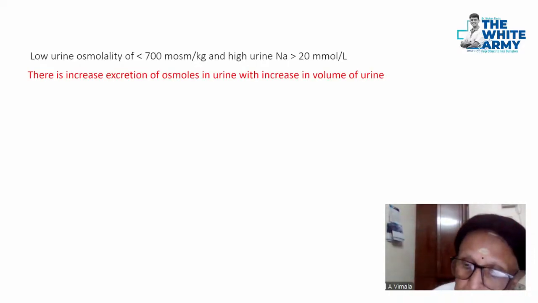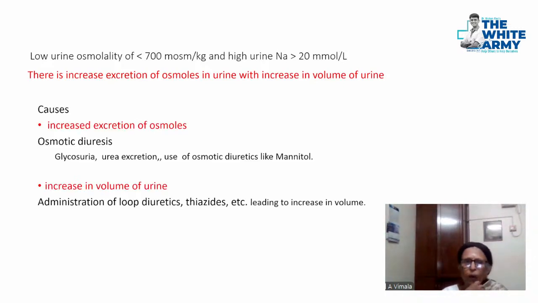This happens in osmotic diuresis. Somebody is a diabetic, there is hyperglycemia, there is glycosuria, there is increased urea excretion as in renal failure. Use of osmotic diuretics like mannitol, there will be increased water that is lost. So the osmolality will be low and the sodium will also be increased. Increased volume of urine can also occur with loop diuretics, thiazides, etc.